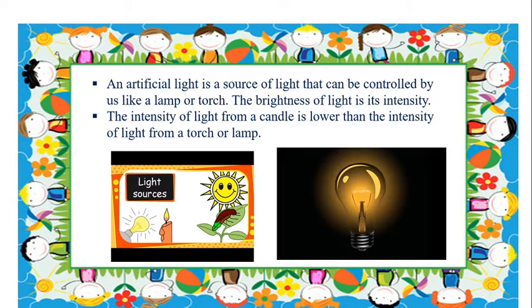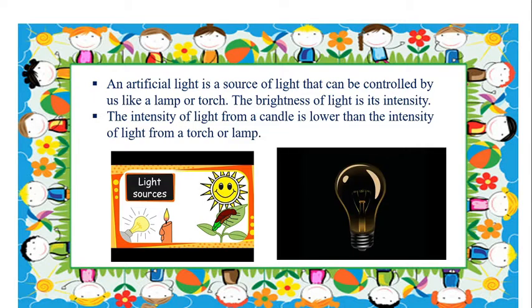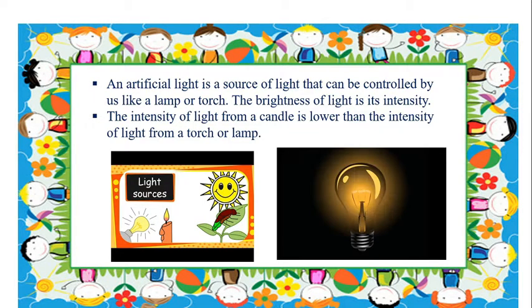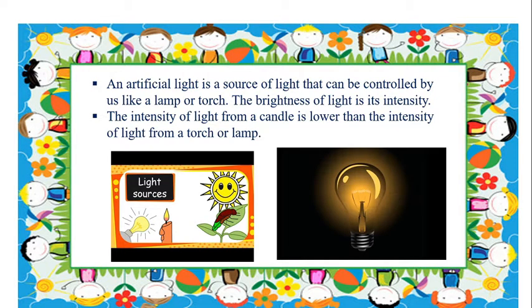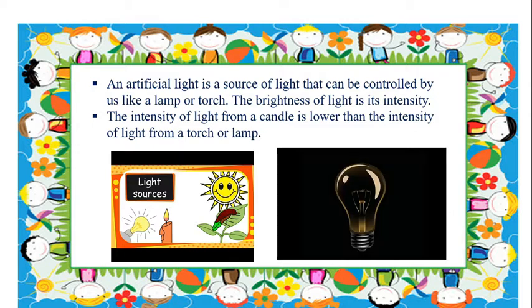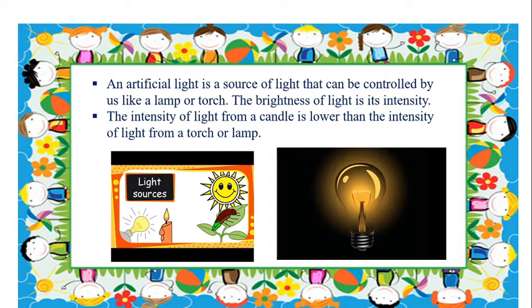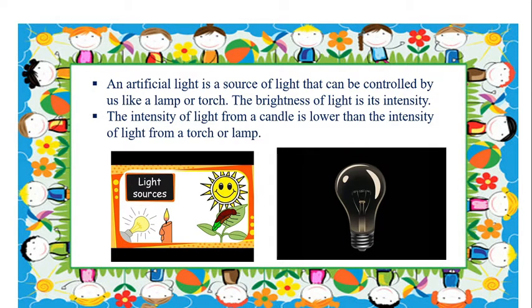Look at the first picture. Can you identify the natural source and artificial source of light? Yes, you are right. Sun is a natural source, while candle and bulb are artificial sources of light. The brightness of light is its intensity. The intensity or brightness of light from a candle is lower than the intensity of light from a torch or lamp.